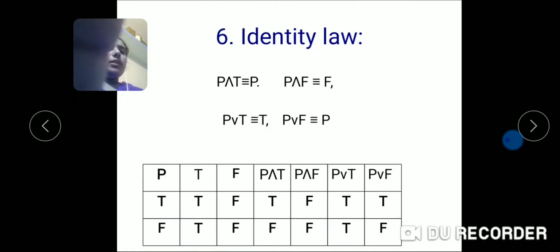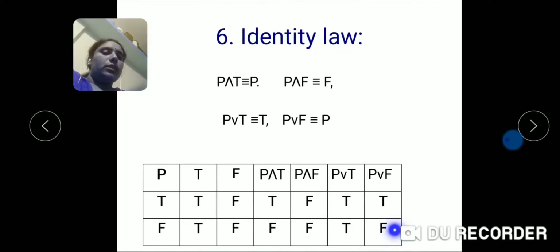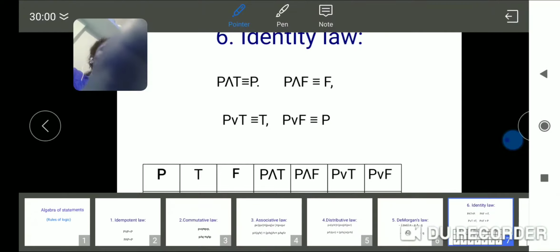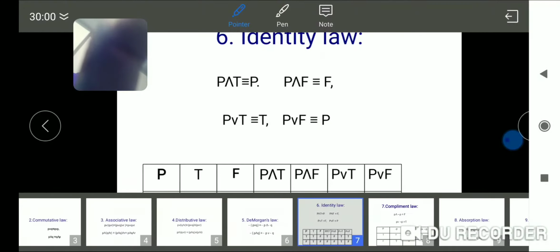Next, P or false. See, true or false is true. False or false is false, that is both are false. The first is true, the second is false, same as the P. Therefore, P or false is logically equivalent to P. This is said to be the identity law.